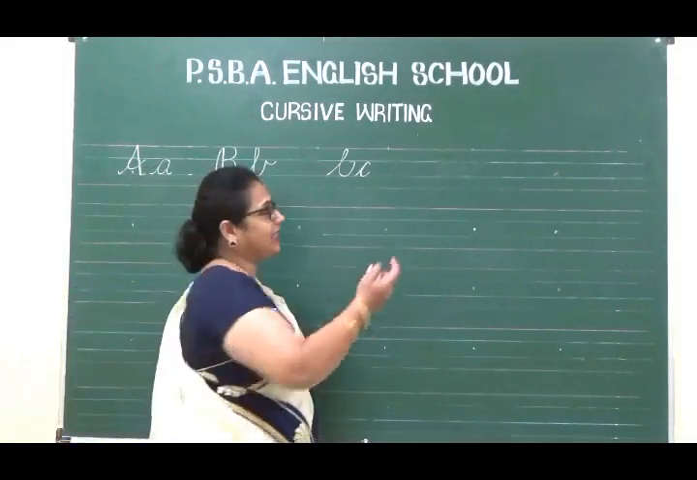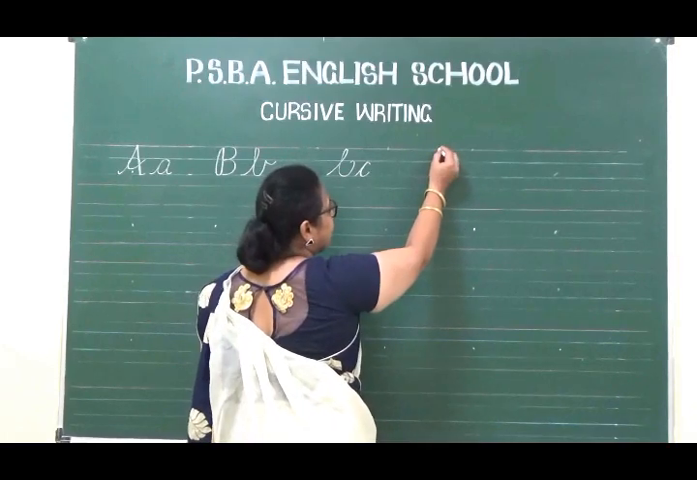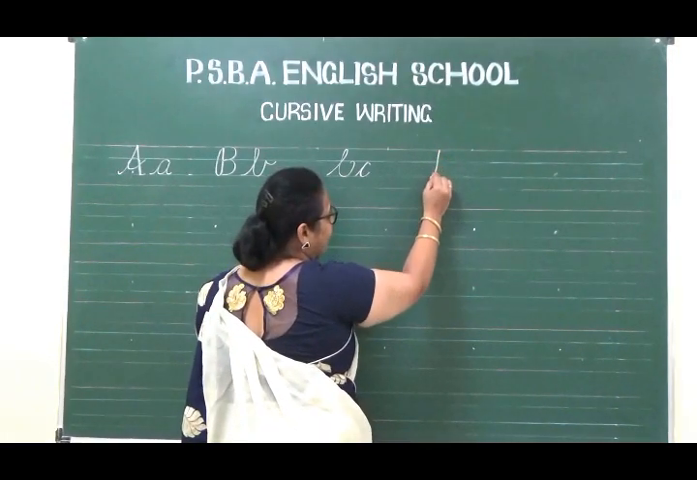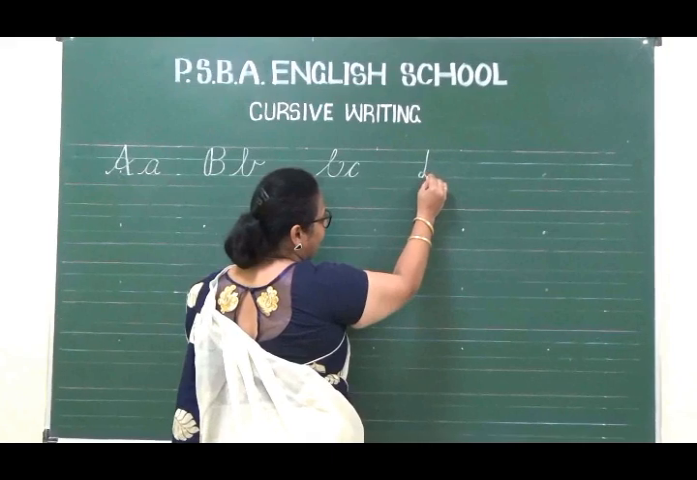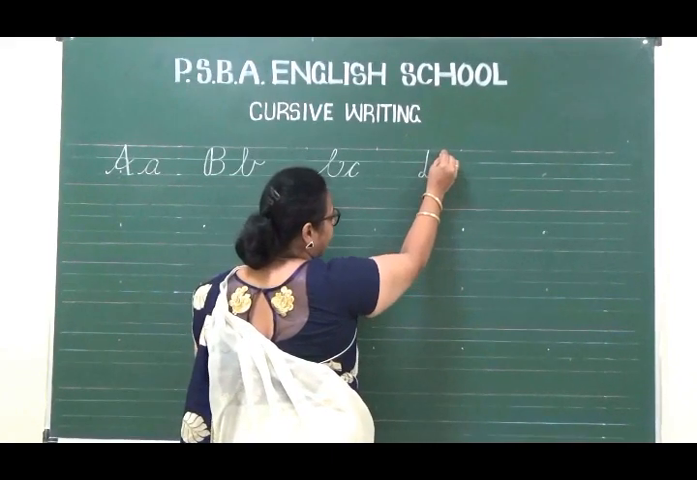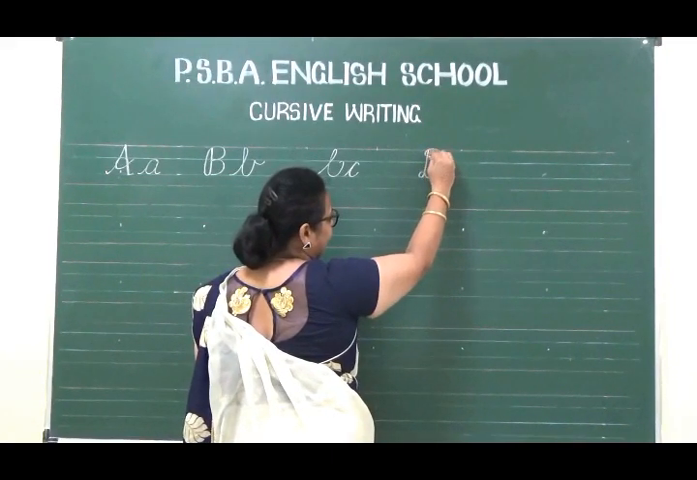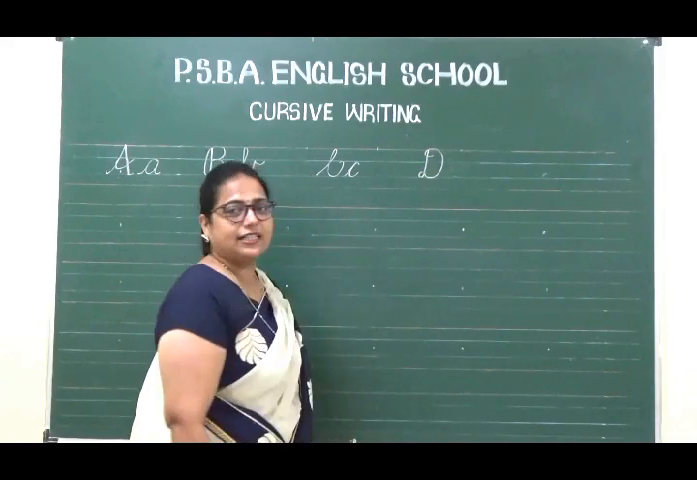How to write letter D in cursive? It goes like this. One standing line, a bubble from the third line, go up with a curve and like this. This is the capital cursive D.